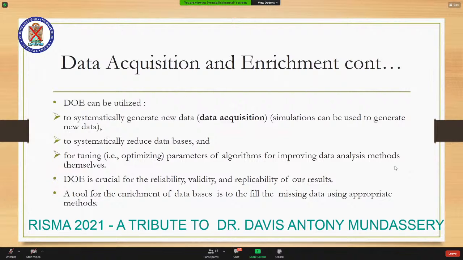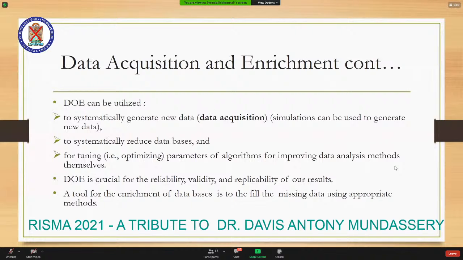We can utilize design of experiment to systematically generate new data, that is for data acquisition. People can also use simulation or any other methods to generate new data. Also, to systematically reduce databases, we can look at reduction methods, how to reduce the dimension of the database. DOE can also be utilized for tuning parameters of algorithms, for improving data analysis methods themselves. In other words, DOE is crucial for the reliability, validity, and replicability of our results.